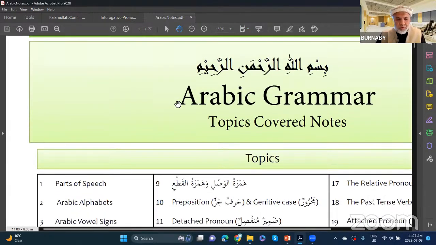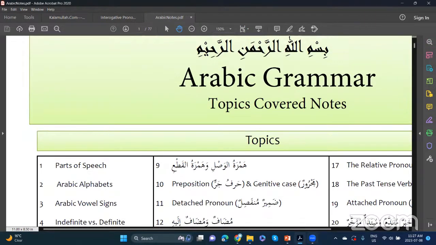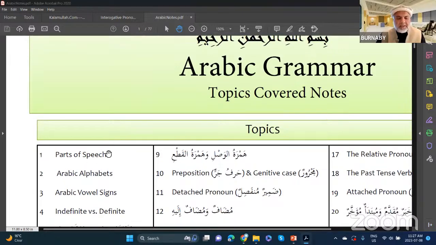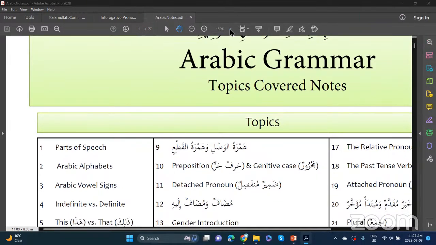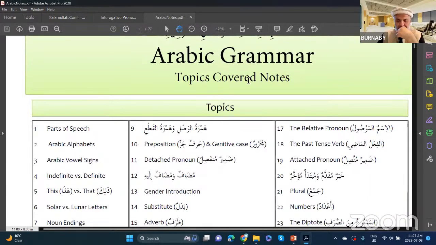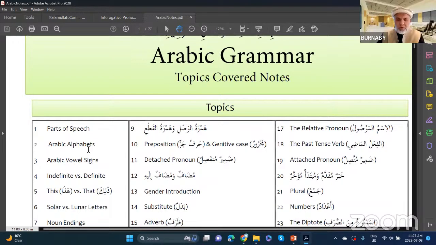Okay. So have we learned the parts of speech? Yes. That's what our starting point was, right? And just by looking at the parts of speech, how many things did we learn? We looked at ism, right? Looked at the harf. And we haven't looked at the verbs yet, right? No verbs. Arabic alphabets, do we know them really well? Arabic alphabets? Yes.